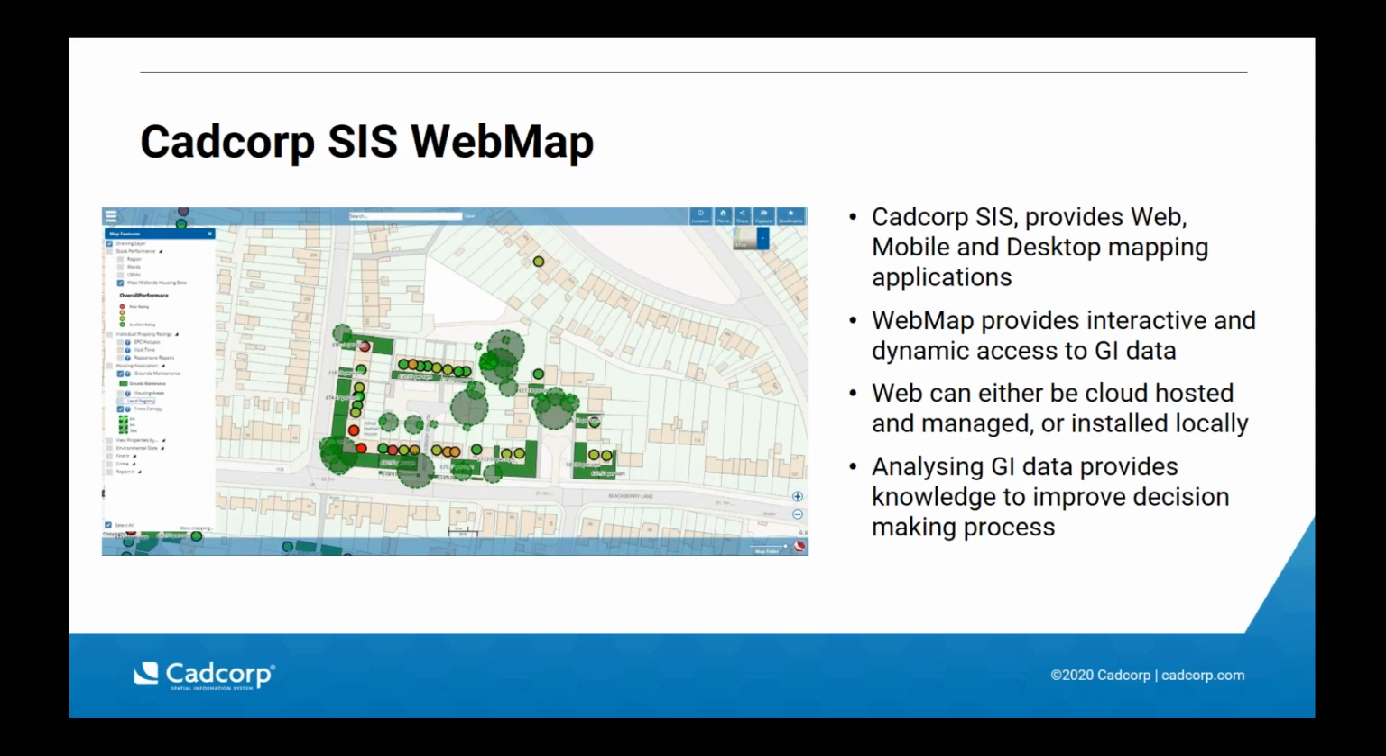So all of those features are available within CAD Corp Sys Webmap. It can either be cloud hosted and managed by CAD Corp, or it can be installed locally. So it can be installed locally on your infrastructure or in your cloud environment. So it's really flexible in terms of how CAD Corp Sys Webmap is deployed. Analyzing GI data provides knowledge, and that improves the decision-making process. So we think that CAD Corp Sys Webmap as a front-end, easy-to-use, intuitive web mapping application is really powerful in itself to be able to communicate what's going on geographically to lots of different people. It's a very powerful application.